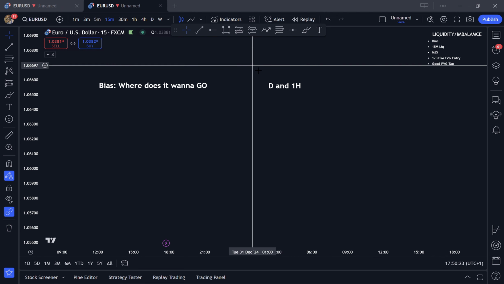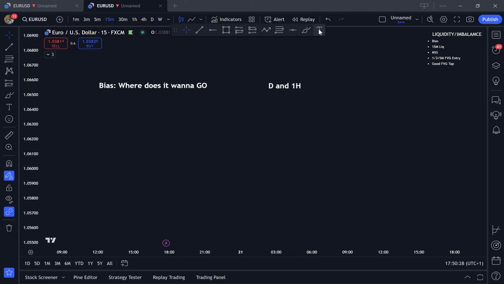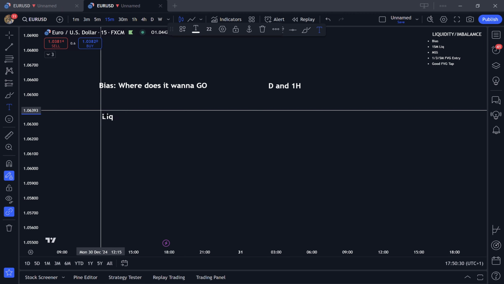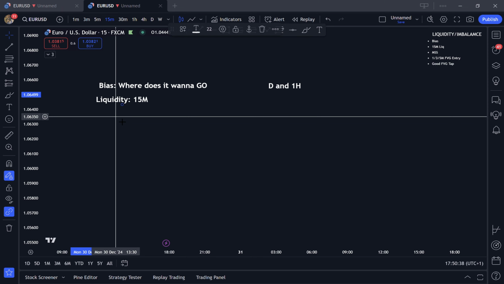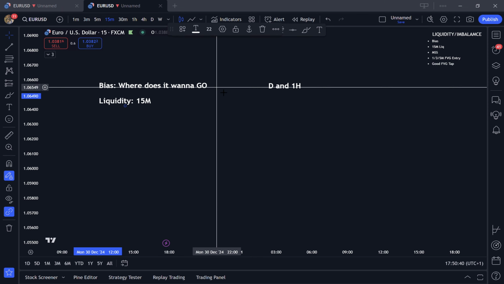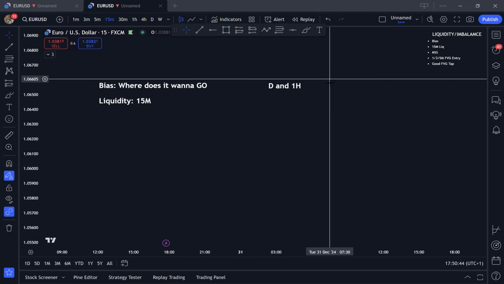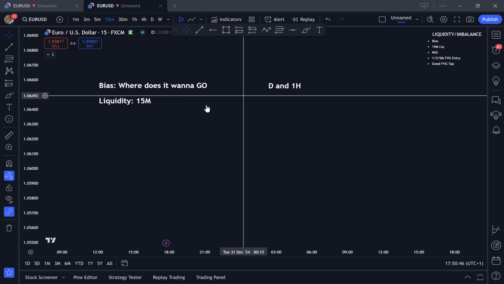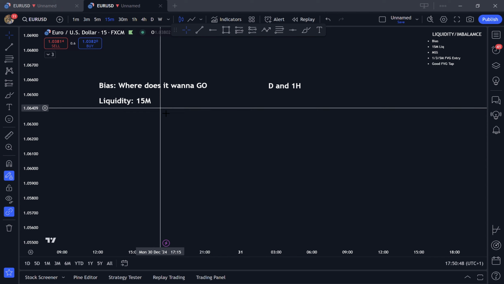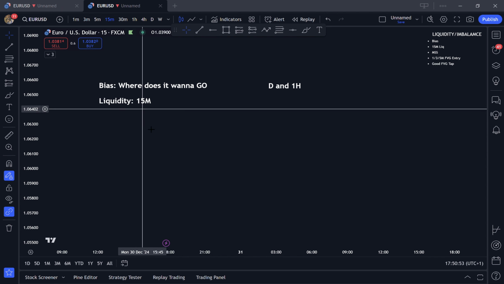Then, if we know where the market wants to go, we need liquidity because we need something to sweep. For liquidity to sweep, I use the 15 min time frame. So we have bias, where the market wants to go today, which we identify with the daily and 1 hour time frames. And then we have liquidity, because we clearly need something to sweep, which I use the 15 minutes for.